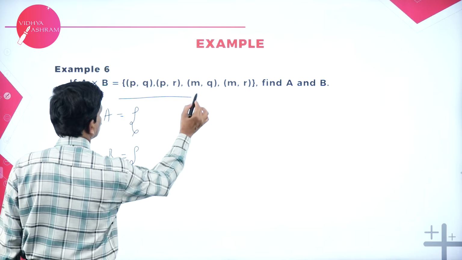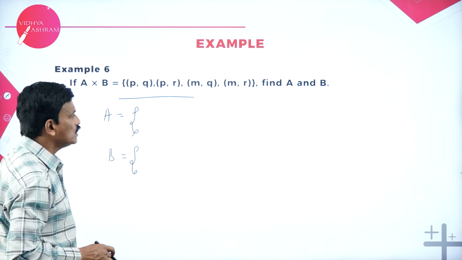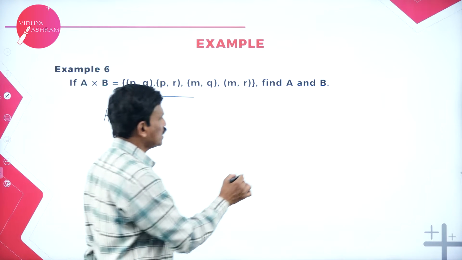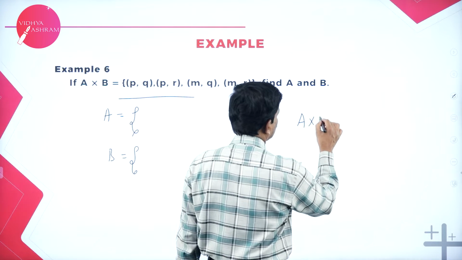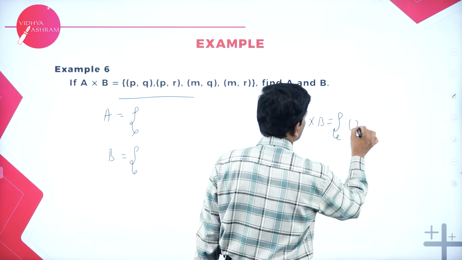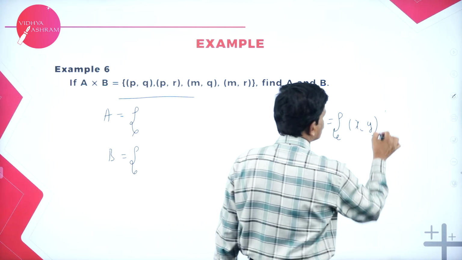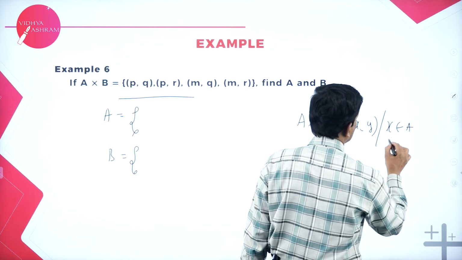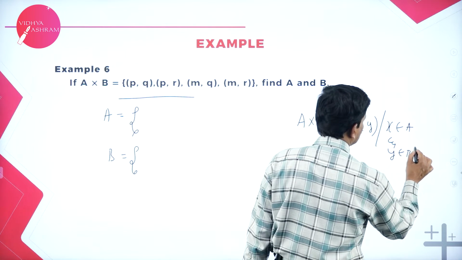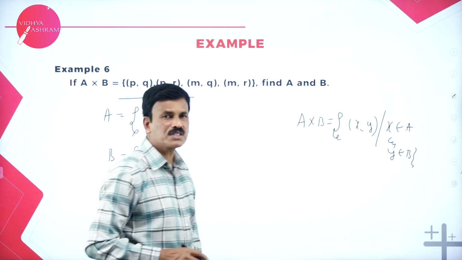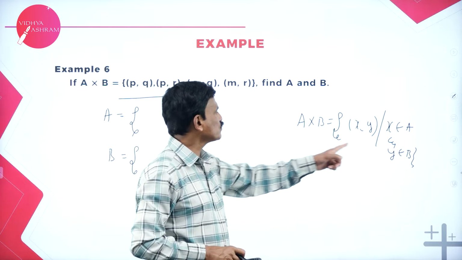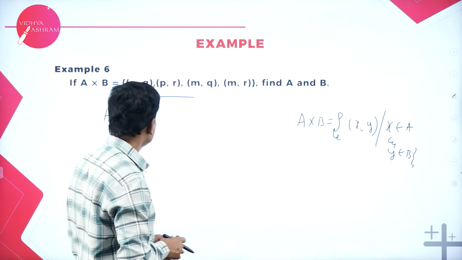Now what is the Cartesian product? As I told, what is A cross B? The Cartesian product of two sets A cross B is defined as x comma y, such that x belongs to A and y belongs to B. That means all the first members are elements of set A and all the second members are the elements of set B.